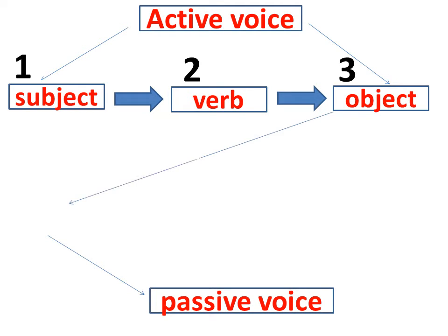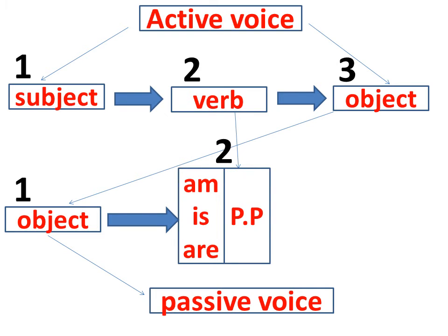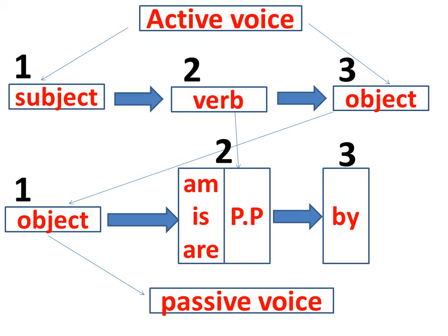Very good. As we mentioned before, we begin with the object. After the object, we put verb to be: am, is, are, followed by the past participle of the main verb. After that, we put the word by, followed by the subject. Okay? I think it's clear now.